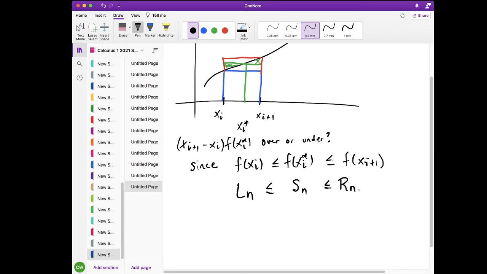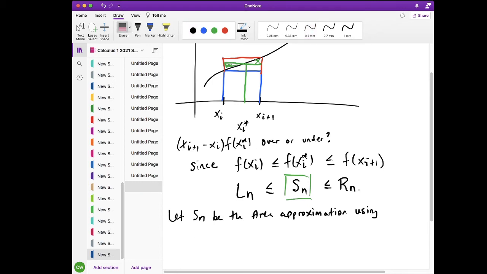Okay, so what is Sn? Let Sn be the area approximation using arbitrary lengths inside the rectangles, the width rectangles.